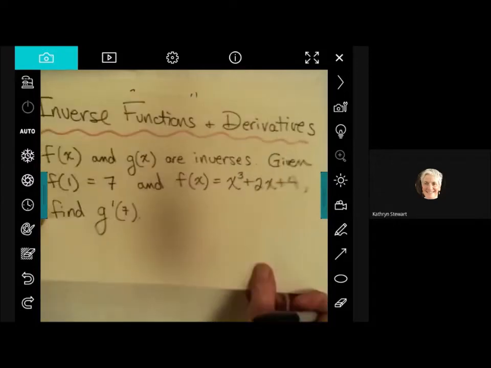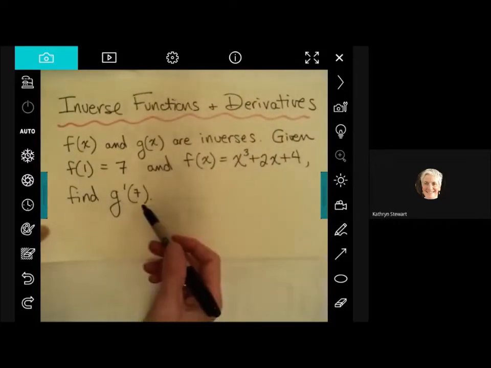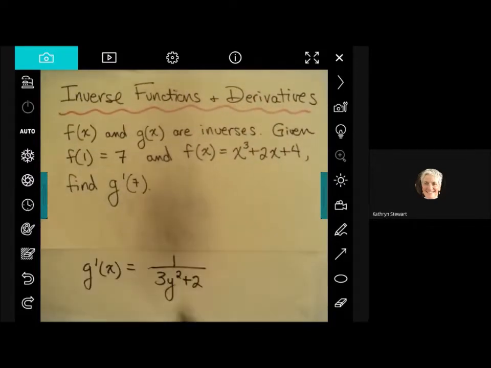I'm looking for the derivative when x is 7, and I found a derivative for g in terms of y. Gosh, what should I do? Stop the video and see if you can come up with a solution. All right, did you see what I saw? Do you see what I see?